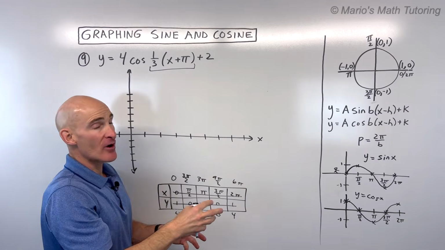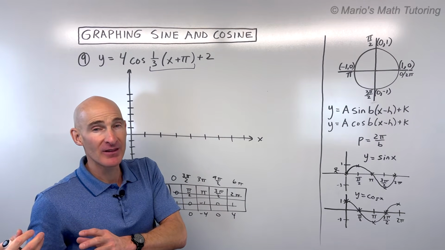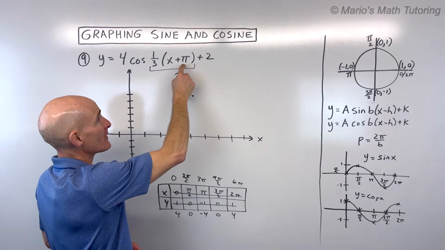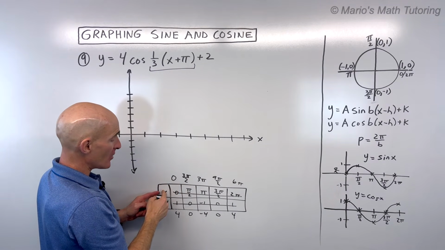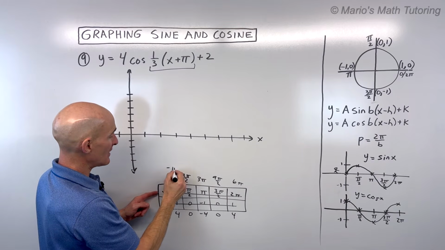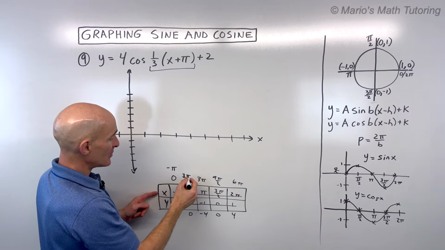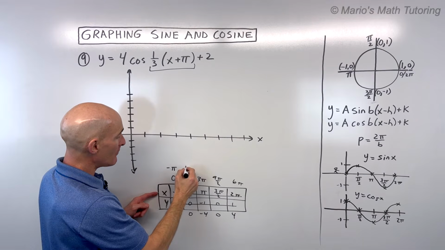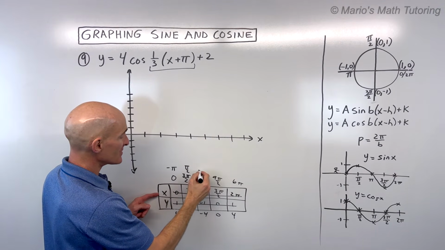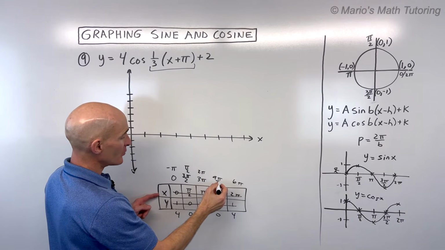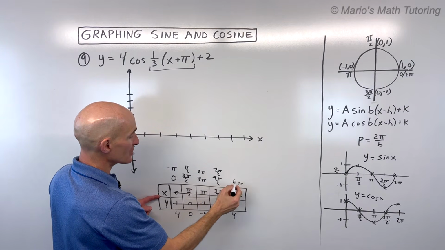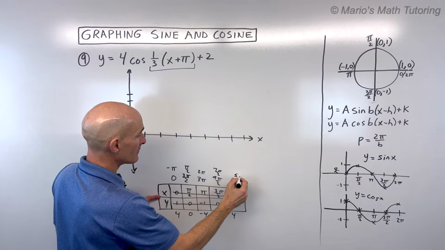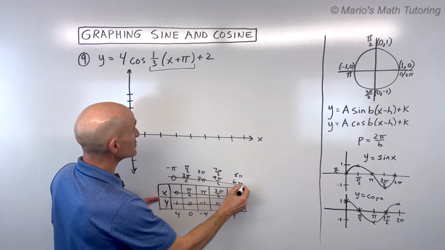Then we're going to pick up the graph, we're going to shift it left pi. Okay, remember, whatever's grouped with the x, opposite effect. This plus pi is actually shifting left pi. So I'm going to subtract pi from the x values. So this is going to put us at negative pi. This is going to put us at pi over 2. This is going to put us at 2 pi. This is going to put us at 7 pi over 2. And this is going to put us at 5 pi. Cross the old x values out.